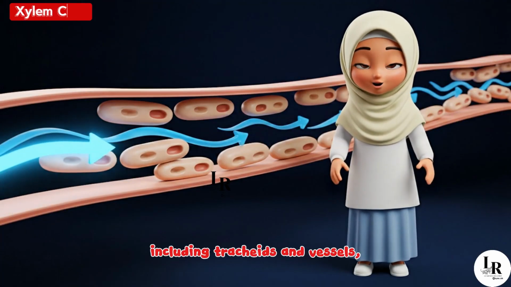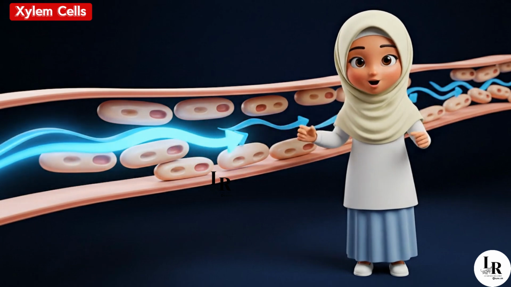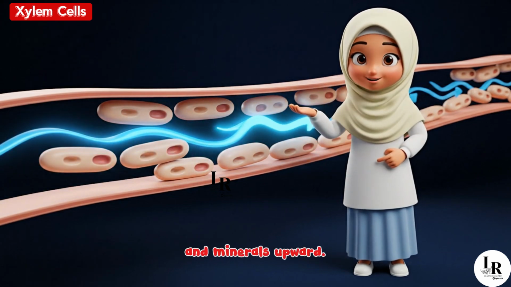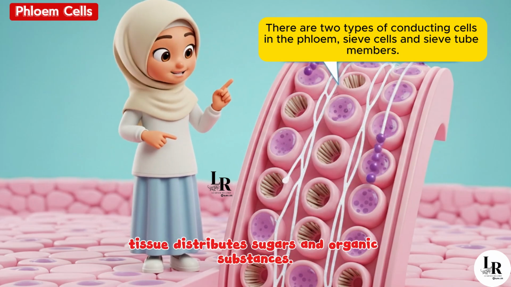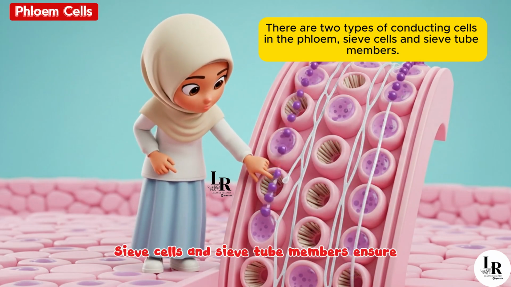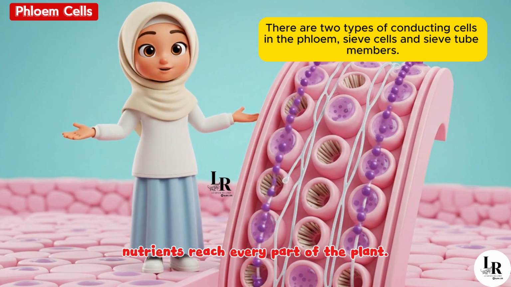Xylem cells, including tracheids and vessels, transport water and minerals upward. Phloem tissue distributes sugars and organic substances. Sieve cells and sieve tube members ensure nutrients reach every part of the plant.